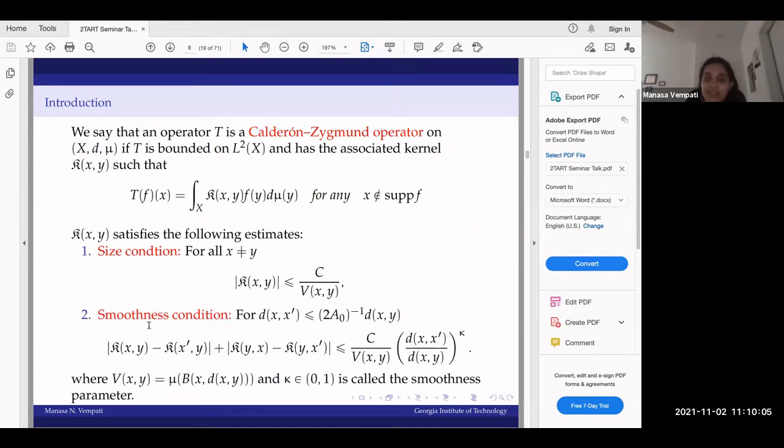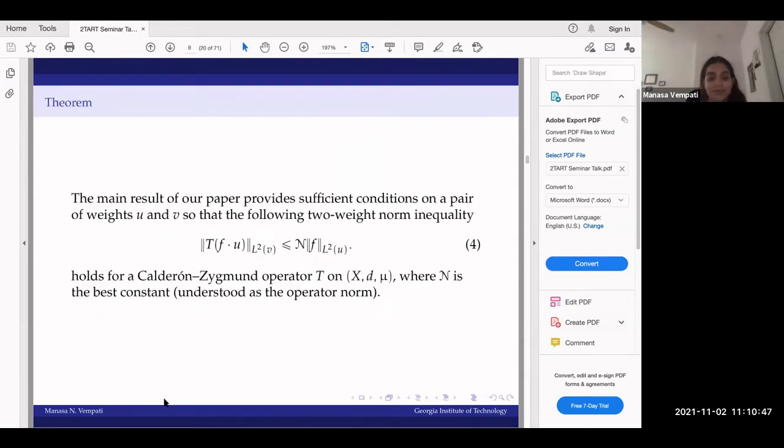And we have the smoothness condition, which holds for x, x prime, and y, such that the distance between x and x prime is less than or equal to 1 over 2a naught times the distance between x and y. Now this is our smoothness condition that you see here. In the smoothness condition, the kappa that you see here is called the smoothness parameter. The choice of kappa can be dictated by the example that we have at hand, but it should always lie between 0 and 1. And V(x, y) that you see both in the size and the smoothness condition is the mu measure of the ball centered at x with radius the distance between x and y. So this is how we define a Calderon-Zygmund operator in the setting of a space of homogeneous type.